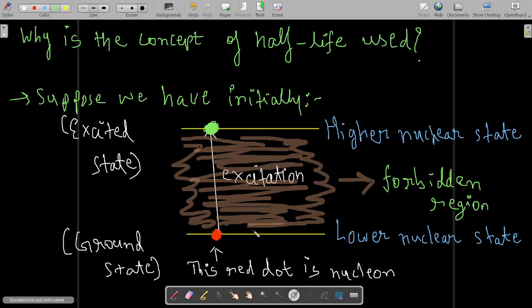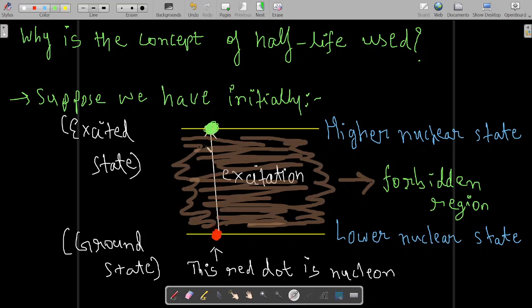But in day-to-day life, when we throw a ball from here to here, it will pass through all these intermediate energy levels, because this is not a forbidden region for a ball. A ball is a macro object, so it will pass through all these intermediate energy levels.